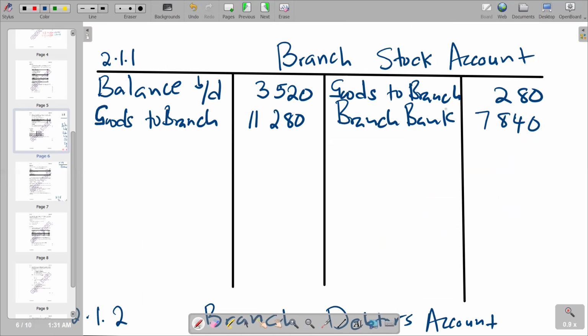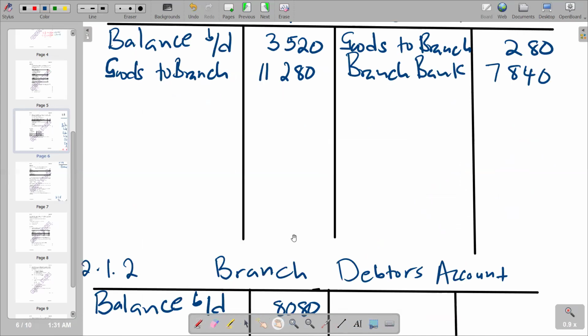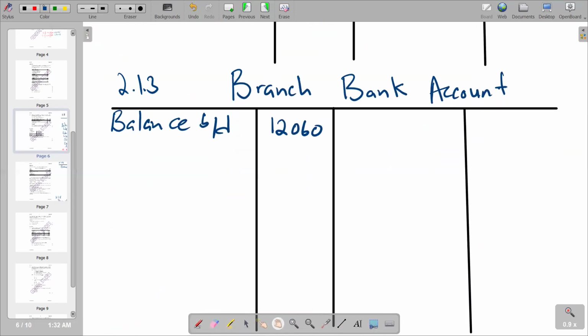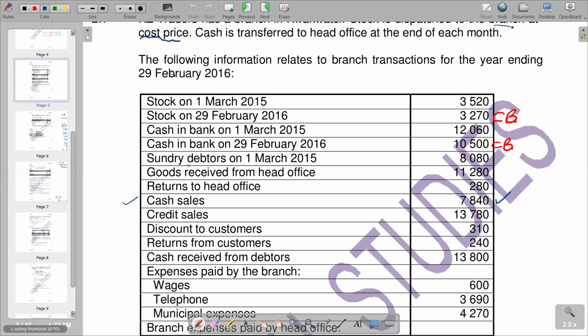So basically, this is what we have. Then we go to the branch bank account and debit 7,840. So we come here, we come to the branch bank account, and we debit 7,840, and it's from branch stock, and we have 7,840. So from there, we can now see the next one.